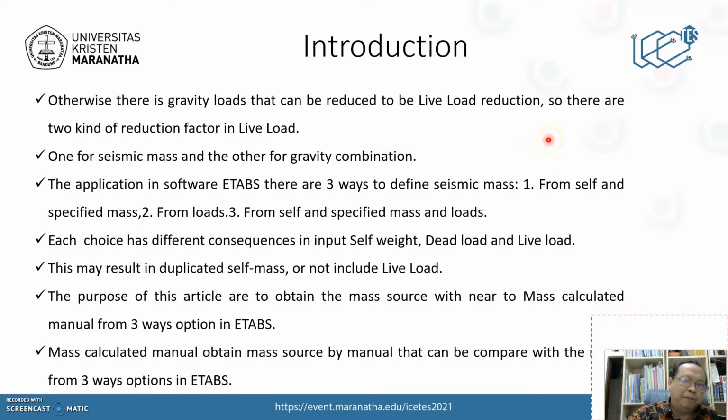So the purpose of this article is to obtain the mass source nearest to the mass calculated manually from the three ways option in ETABS. Mass calculated manually is obtained by manual calculation that can be compared with the three ways option in ETABS.